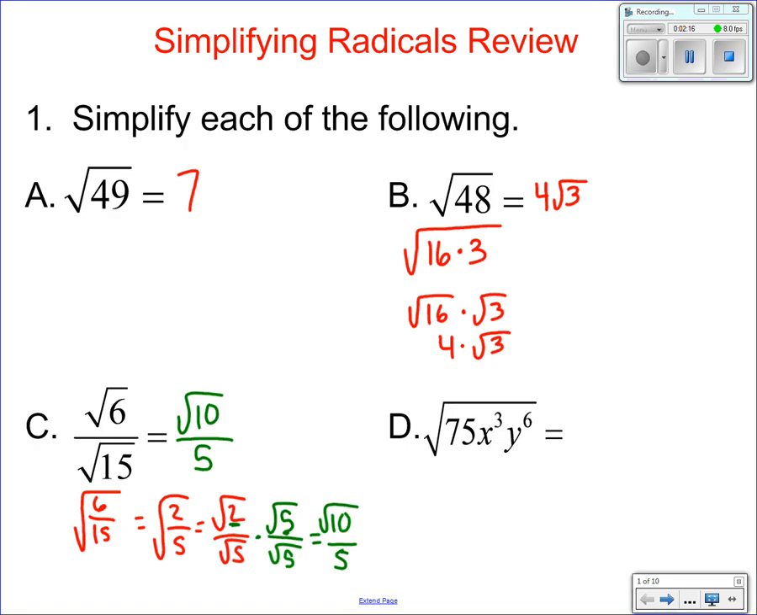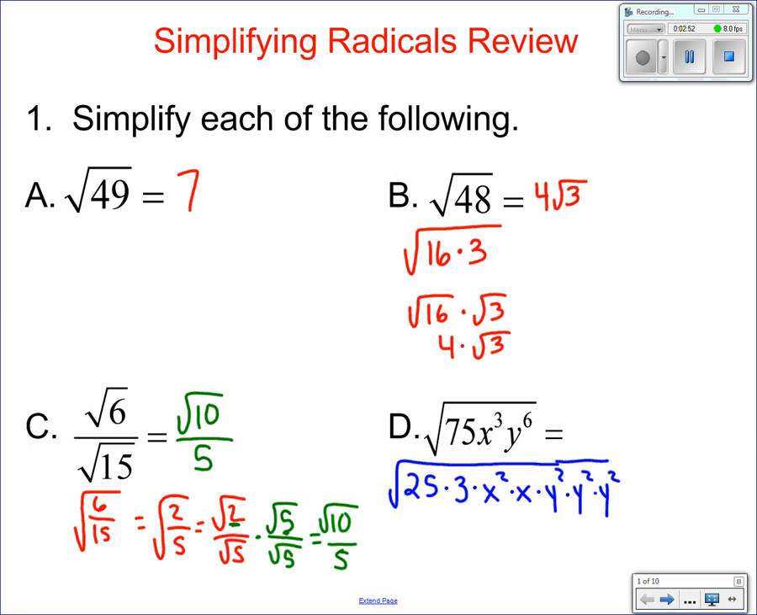Now D, if you have variables and numbers, break the number down. So 75 is 25 times 3. X cubed. Well, x squared is a perfect square times x. Y to the 6th is y squared times y squared times y squared. Because remember, when you have the same base, you add the exponents.